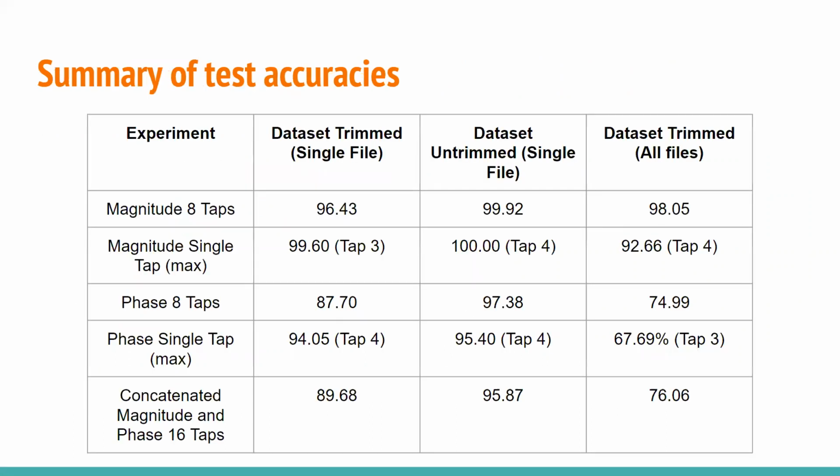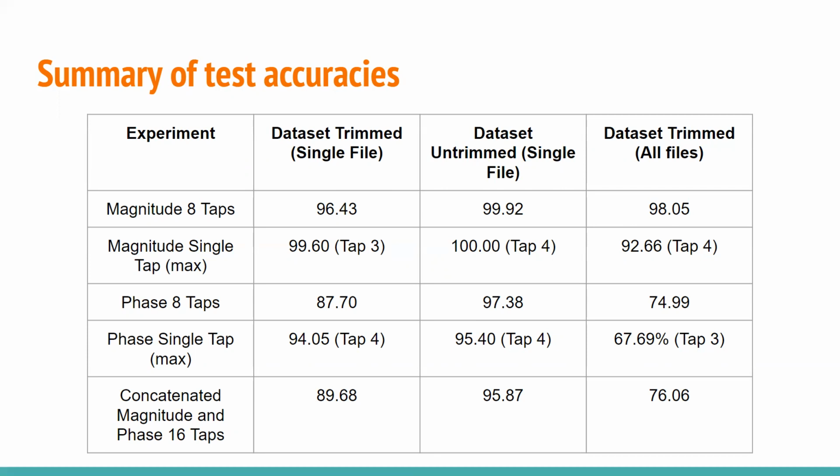So let's just summarize these results that were displayed by taking a look at its table. We have filled all the results in this table, and as you can see, all the results seem pretty good, and there are only 3 results that are of particular interest. The last column, dataset trimmed all files, wherever there were phase data involved, we have seen a slight dip in the accuracy. So why is it so? We have to analyze it in the coming slides.